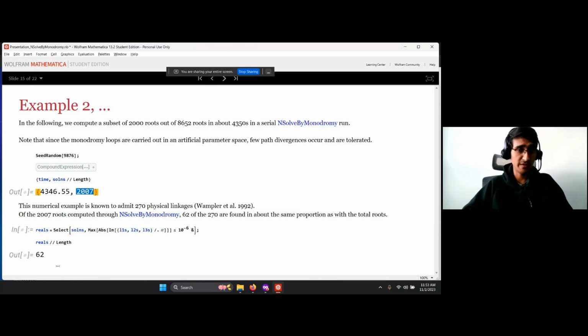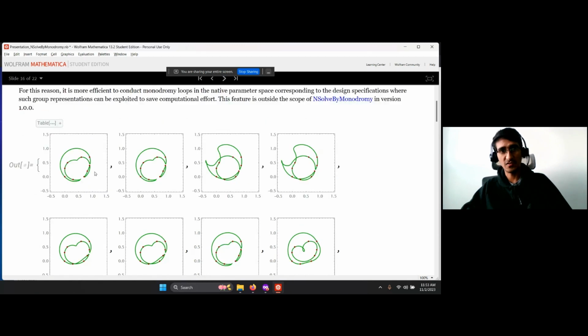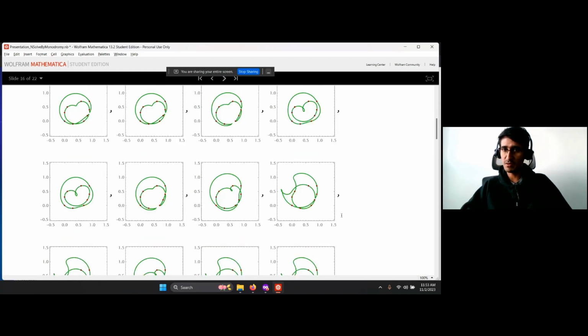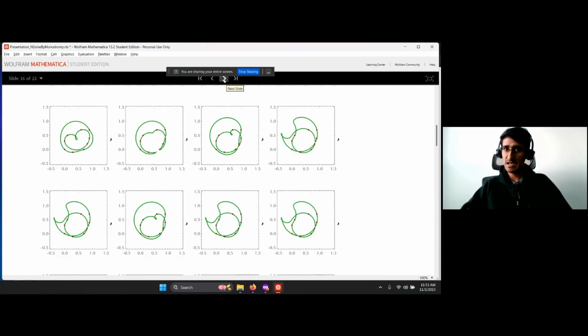In this case, it is able to find 2,000 roots in about 4,300 seconds, however many minutes that is. And we exhibit the results here. You can see a lot of these are all different solutions to the same problem found using NSolve by Monodromy. So we found 2,000 roots for this system.